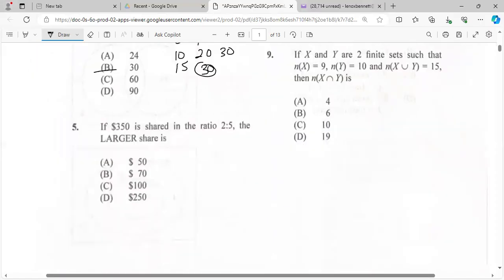If 350 are shared in the ratio 2 to 5, the larger share is, so we add the ratio first, so it's going to be 2 plus 5. We need the total shares, or the total parts, which is 7, and the larger one is 5 out of the 7 times by what? 350. 70 itself 1, 70 this 5 times, and 0. So 5 times 5, which is 250.